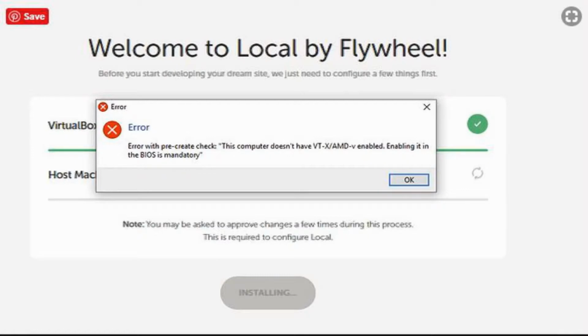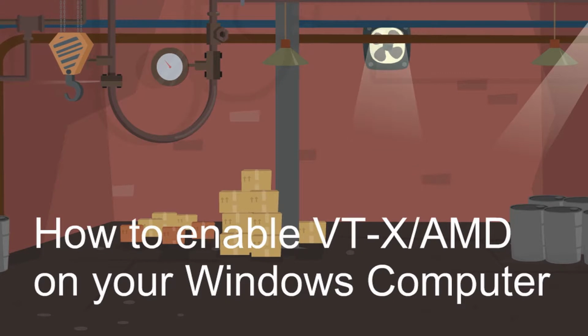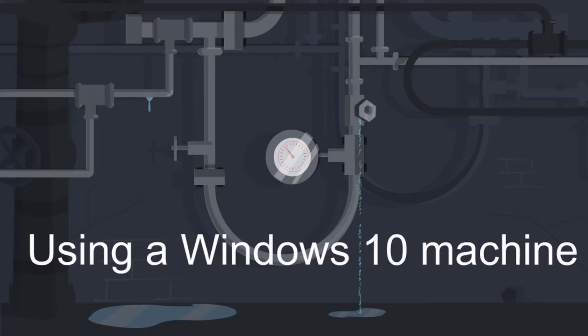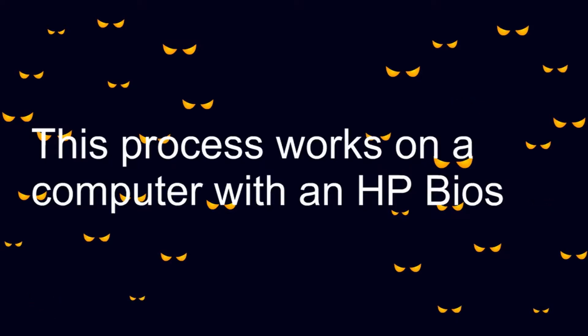Are you trying to install a software application and you receive an error like this where you need to enable your VTX? I'm going to show you how to do this on a Windows computer, basically a Windows 10 computer, and using an HP BIOS. The BIOS may be different from your computer, but it should be similar.